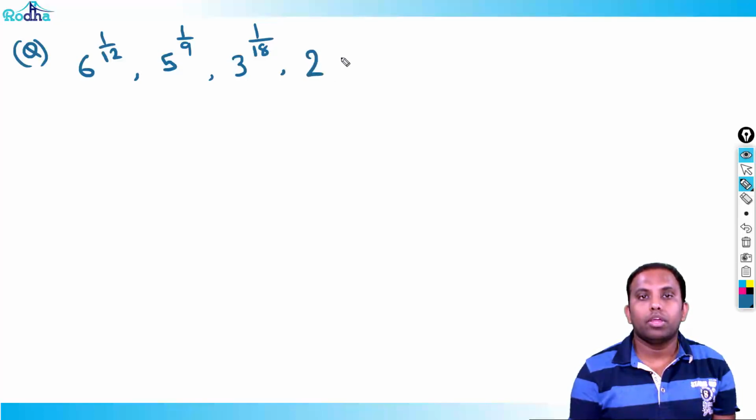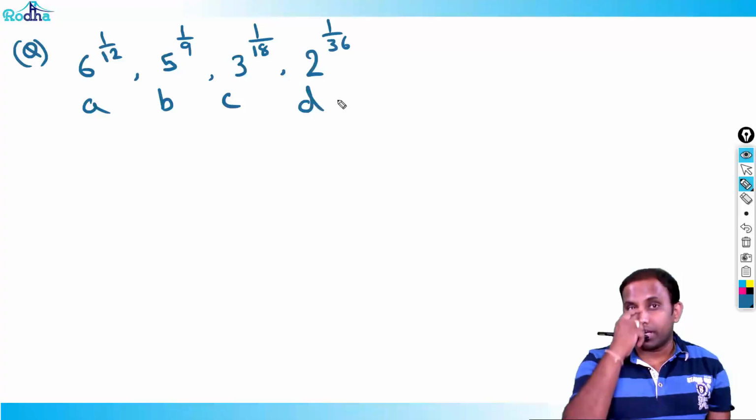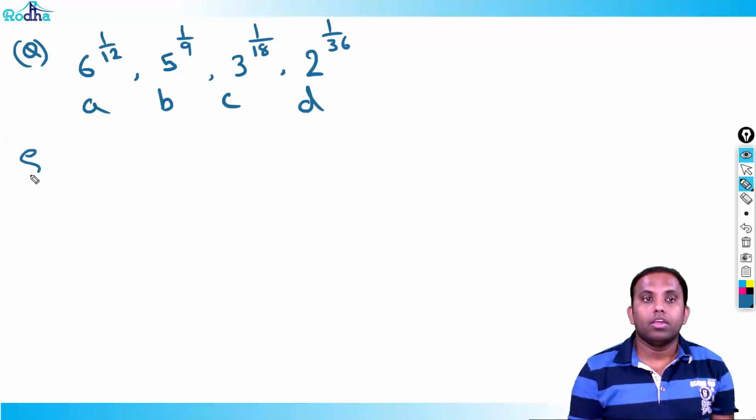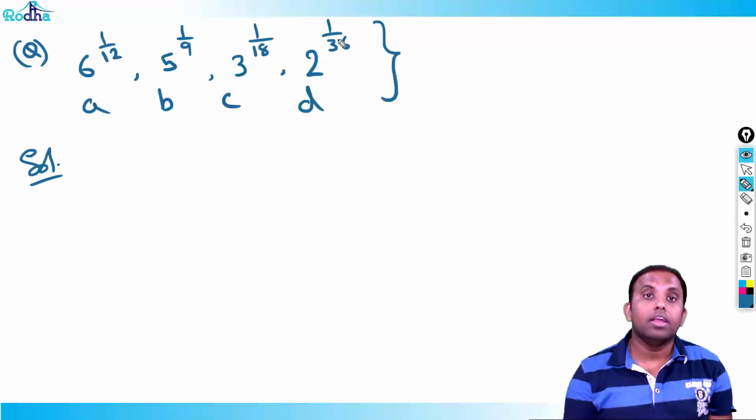and 2 raised to 1 by 36. Which is greater? This is A, this is B, this is C, this is D. Which is greater here? Okay. So when they studied the rule, when the powers are in the denominator, so in fractions, simply multiply by the LCM of the denominators. What is the LCM of all the denominators?